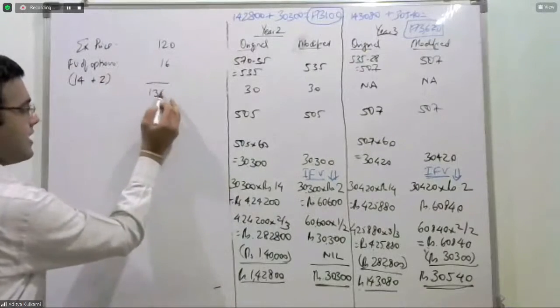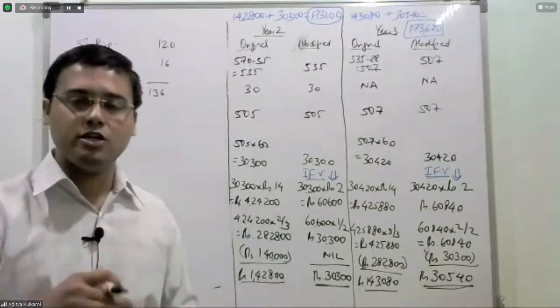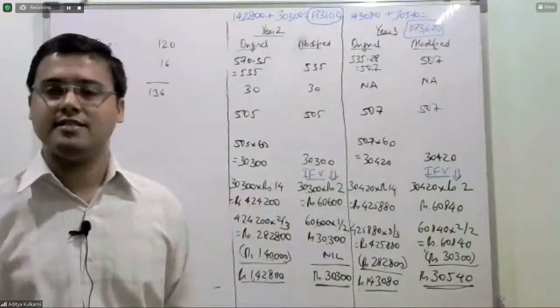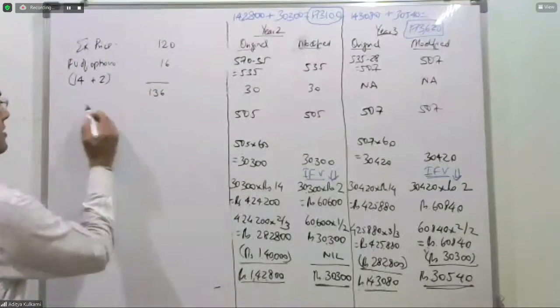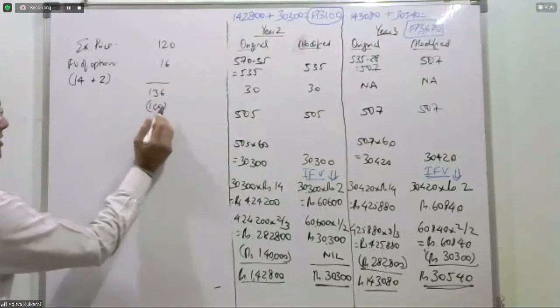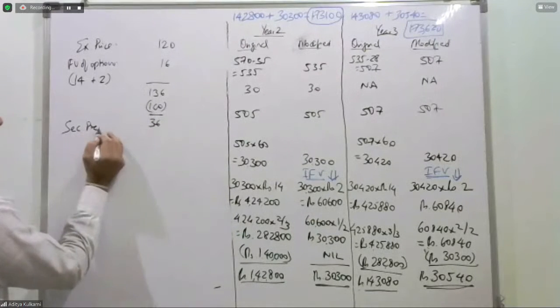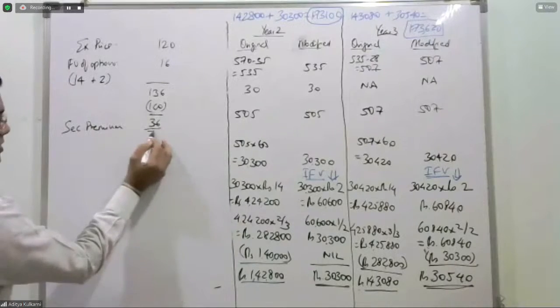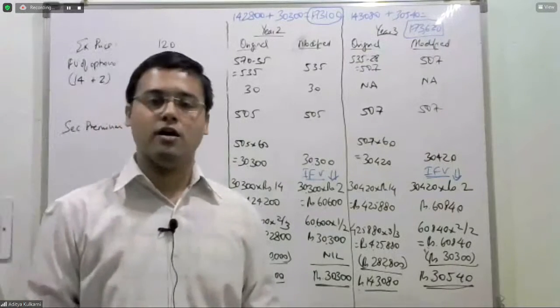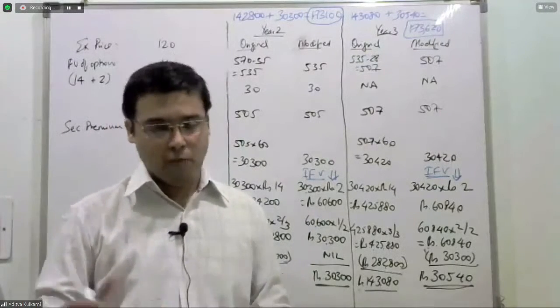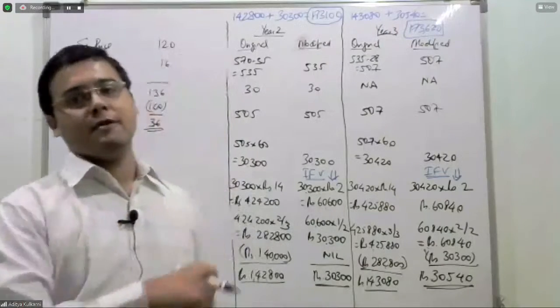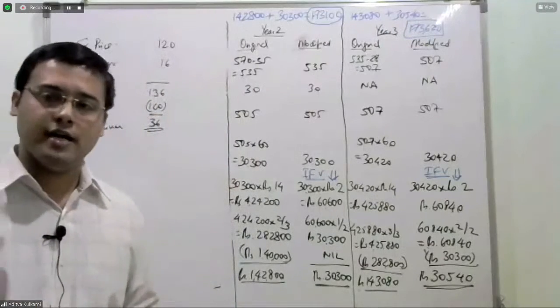So 136 rupees will be the total value of services received. And this you compare with the nominal value of 100. So 36 rupees will be your securities premium. So basis this, please prepare the accounts for your assignment.